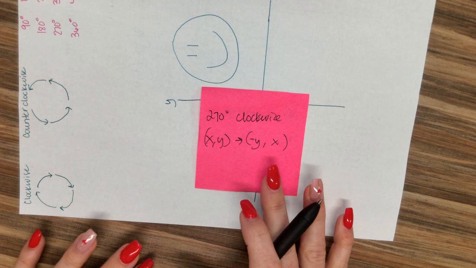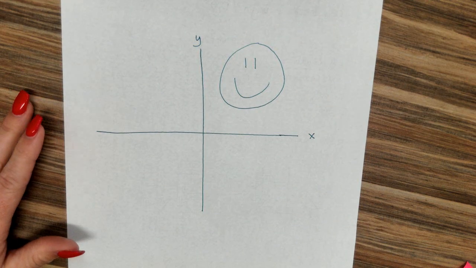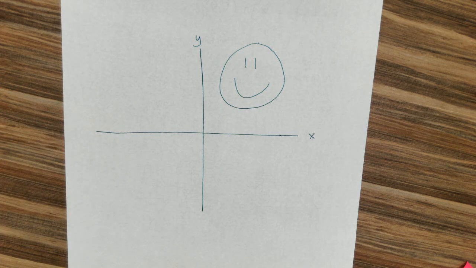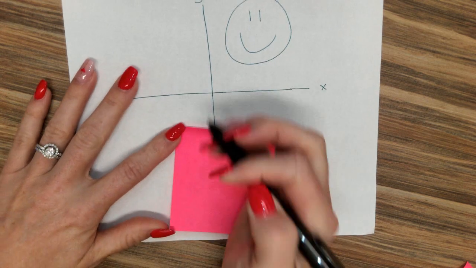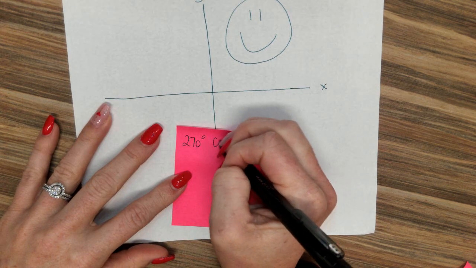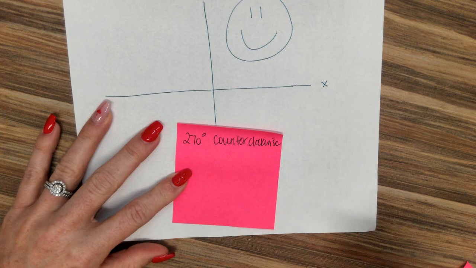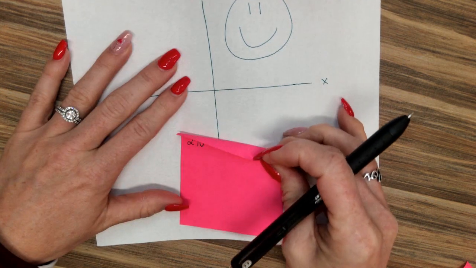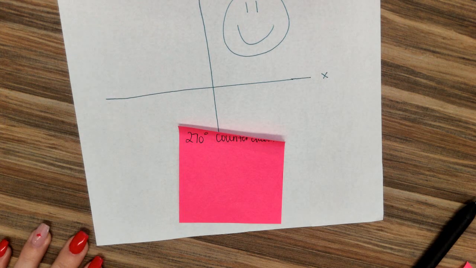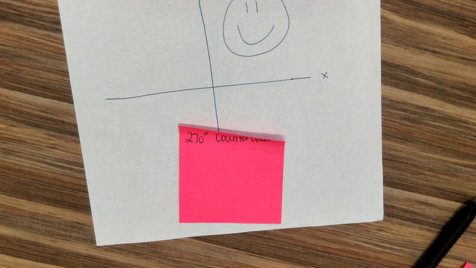Okay, y'all want to try another one? Let's try one more. All right, y'all ready? Let's do 270 counterclockwise. Go opposite of a clock. Look at your stuff up here. Which way is counter? That way.